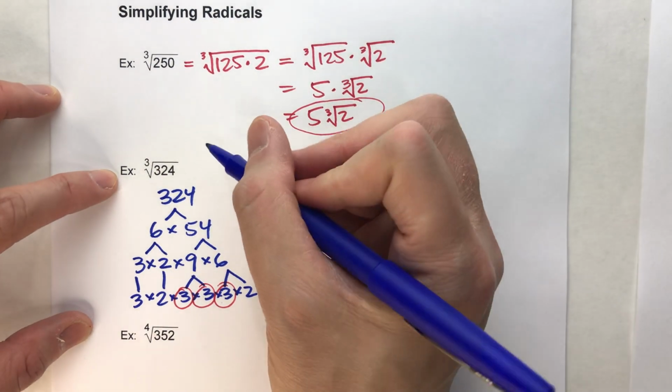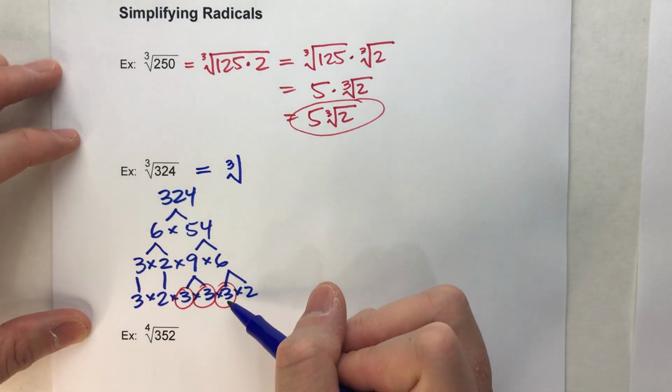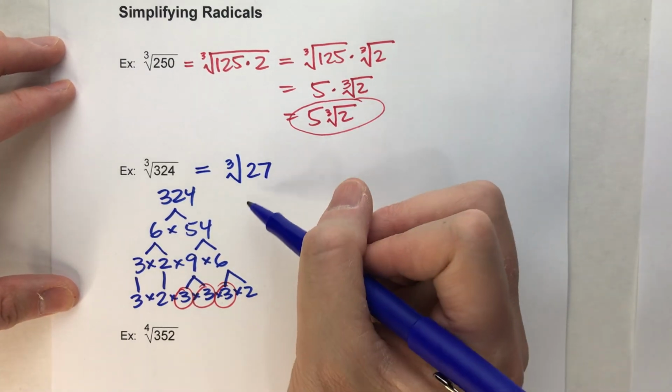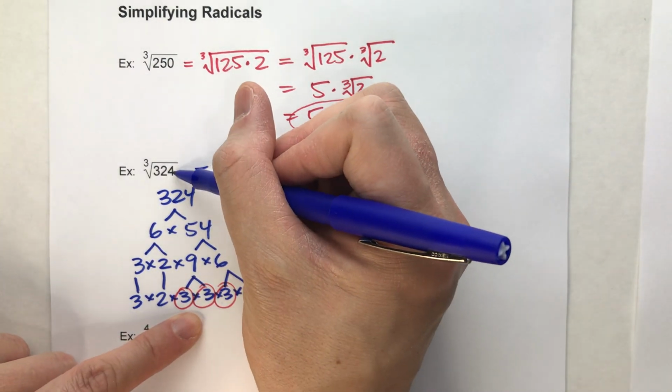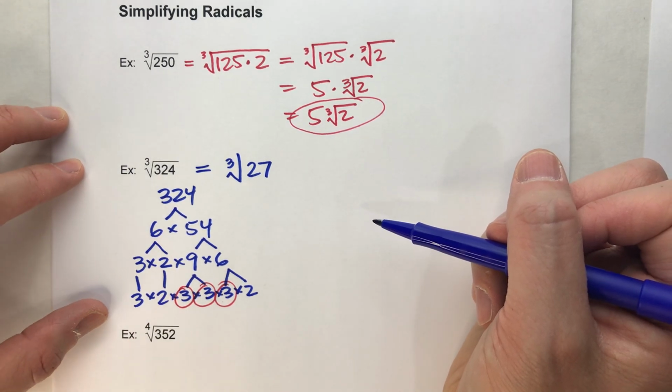So what we're going to do is just take the trio, and we're going to multiply it together. 3 times 3 times 3 is 27. Turns out that is the biggest perfect cube that goes into 324. Okay? But we're not done.